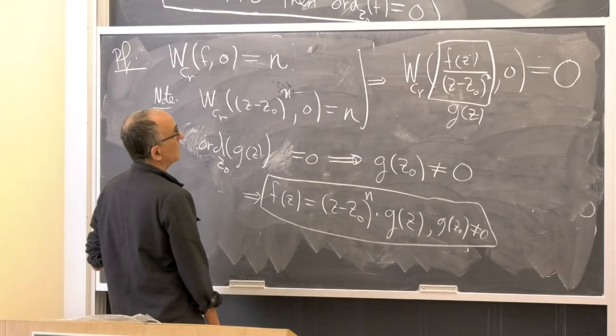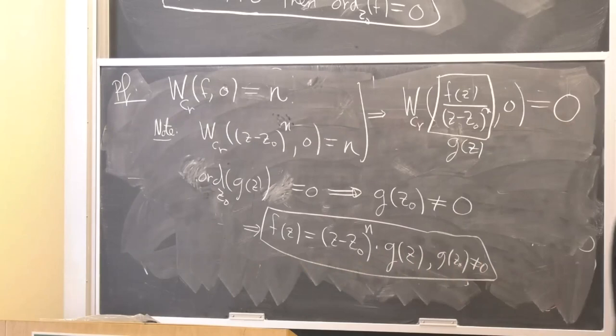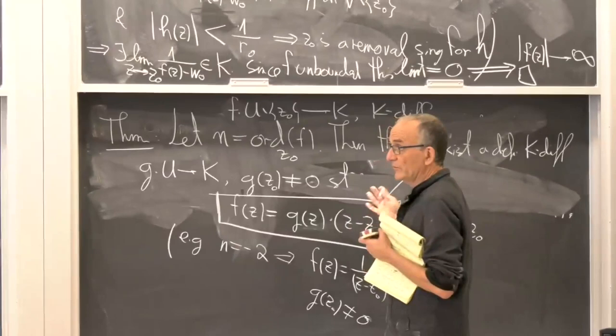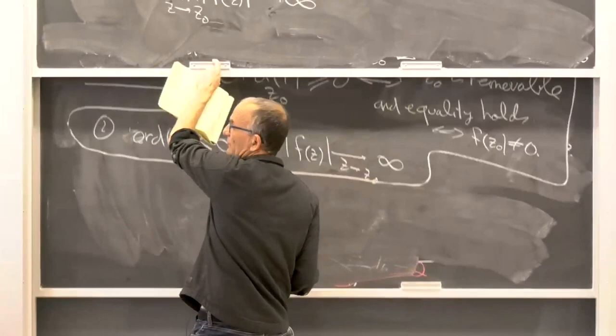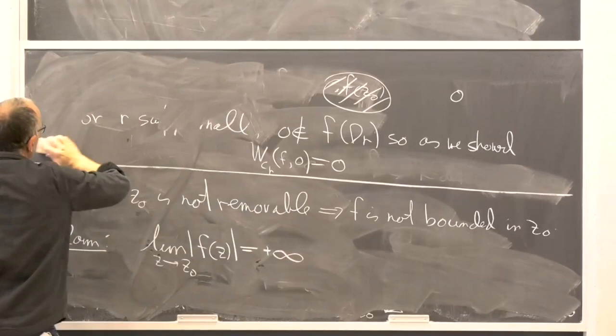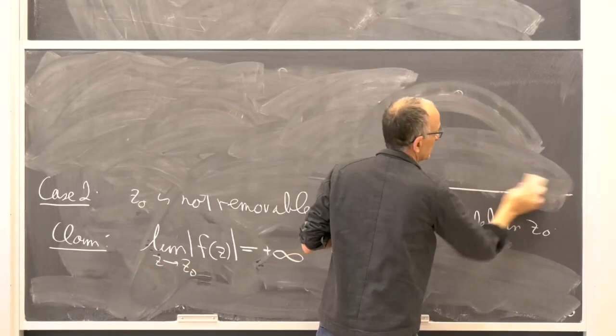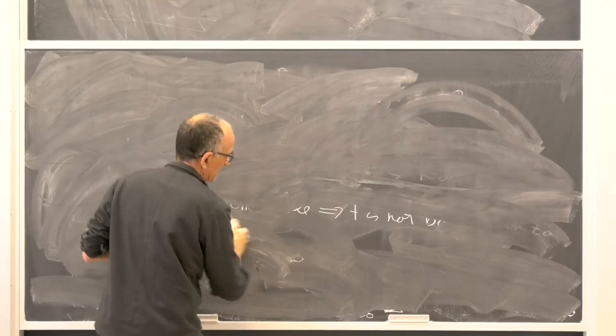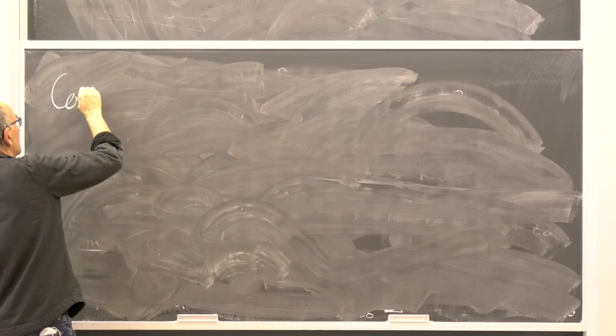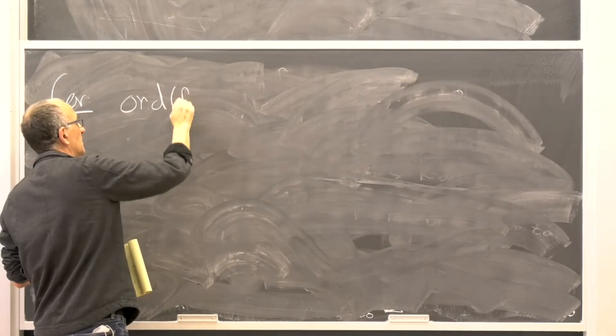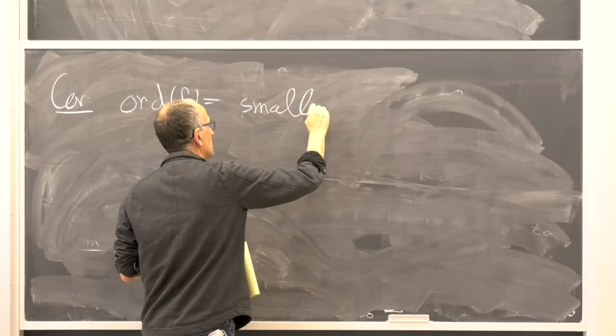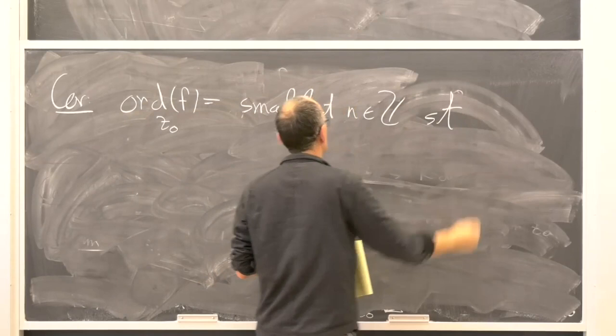All right. So now when we have isolated singularities, we can write them like that. And now take derivatives, and we immediately get the basic facts of complex analysis. And there is another way to see the order. The order is exactly the first time that the derivative becomes non-zero. Thus, corollary: the order of f at z zero is the smallest n in Z such that f^(n) at z zero is not zero.